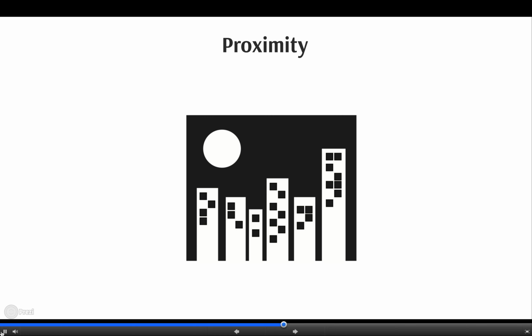The Gestalt principle of proximity states that our brains tend to interpret visual stimuli by proximity. As seen in this picture, the proximal relationships of squares cause you to interpret it as a nighttime cityscape rather than just black and white rectangles.